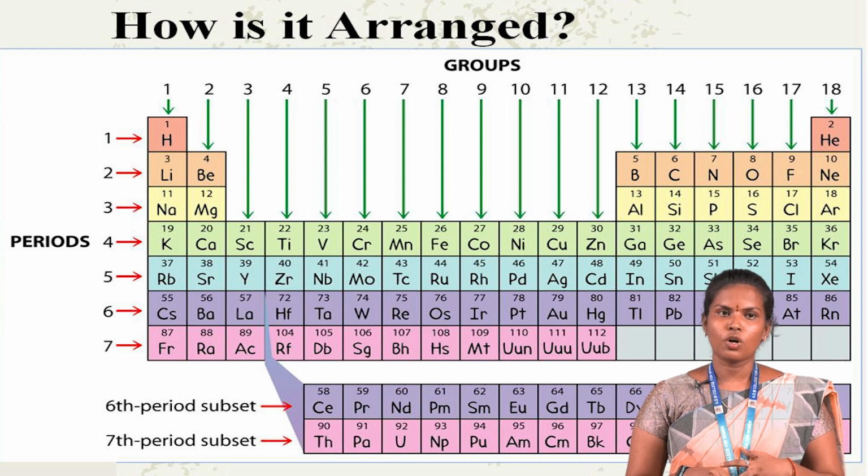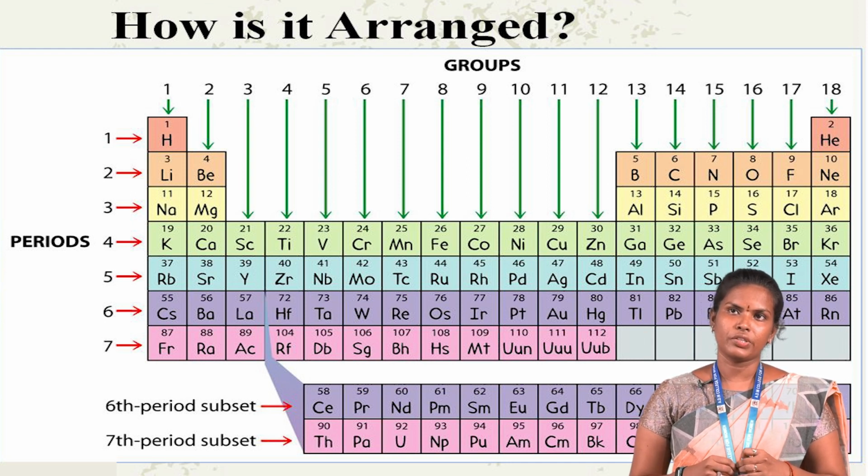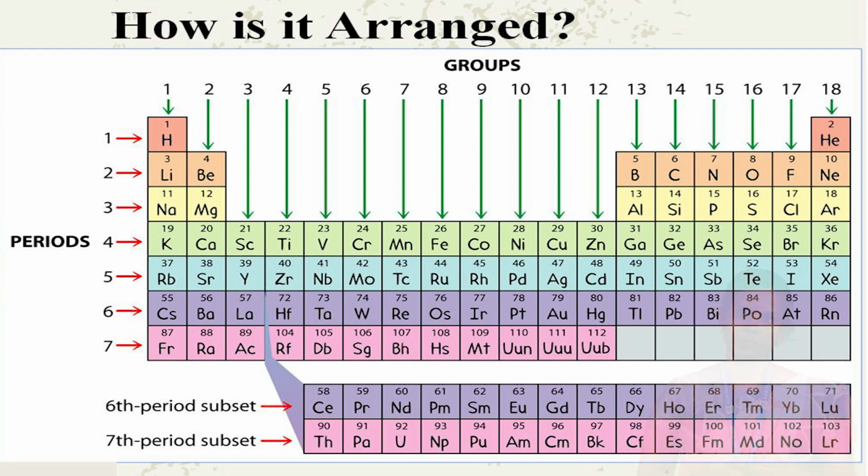How many groups are there on the periodic table? There are 18 groups on the periodic table. The vertical rows are called groups and are labeled 1 to 18.